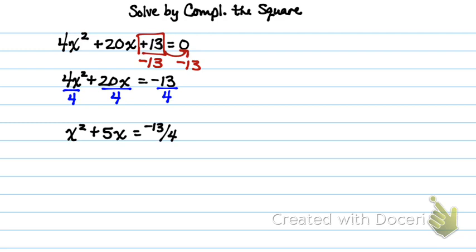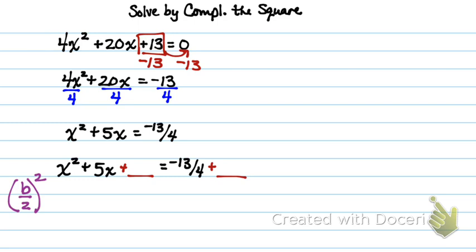We are going to add to both sides here. So x squared plus 5x plus something equals negative 13 over 4 plus something. This is where we take the b and we cut it in half, and then we square it. So b divided by 2 squared. I'm going to do 5 divided by 2, and I'm going to square it. What would that give me? 25 over 4. That's what we're going to add to both sides.